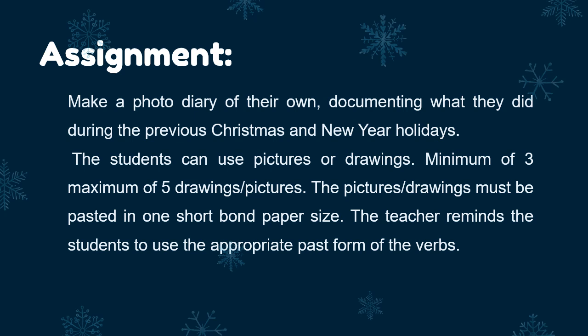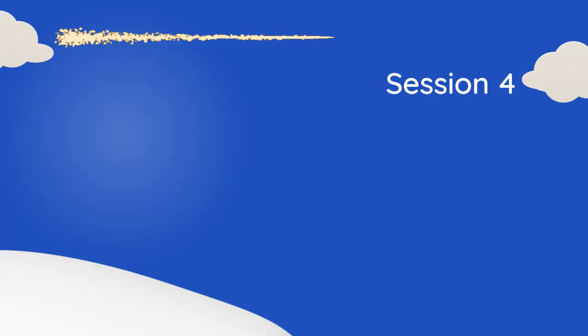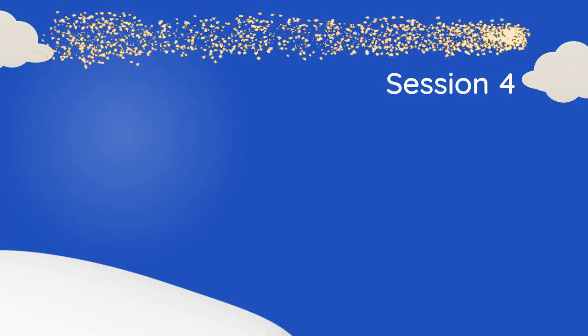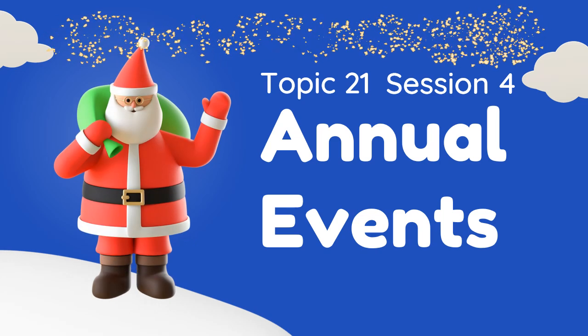The students can use pictures or drawings, minimum of 3, maximum of 5 drawings or pictures. The pictures or drawings must be pasted in one short bond paper size. The teacher reminds the students to use the appropriate past form of the verbs. You may also do your own Shashiniki, so the students will have an idea on how to do the Shashiniki. Okay, and let's proceed to Session 4 of Topic 21.